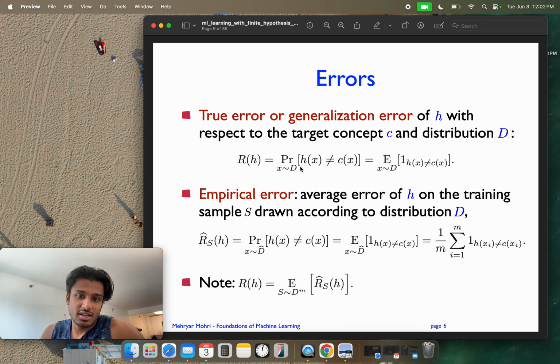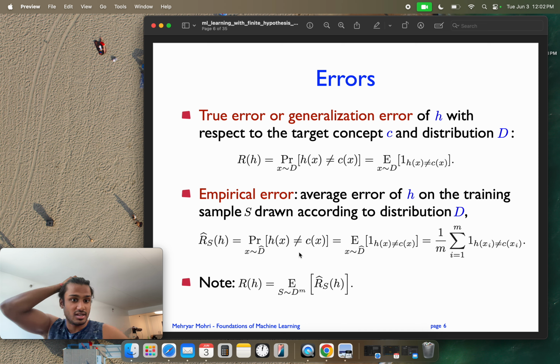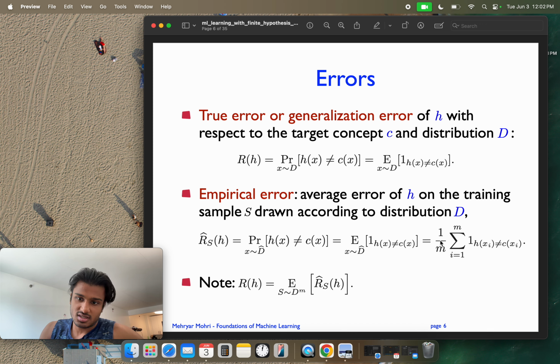Empirical error: because we don't really know what the distribution D and the concept c are, we cannot really calculate the true error. What we can hope to calculate is the empirical error, which is the average error of h on the training sample S drawn according to distribution D. We still assume that the distribution is fixed. The sample is drawn from the distribution D. We have h, and we also have c of x, because those are the labels given to us by the training problem. So what we can actually do is just take an average over all the m points in our sample where hypothesis h of x_i is not equal to c of x_i. That's literally it.